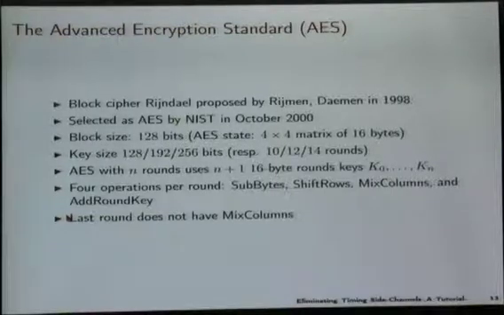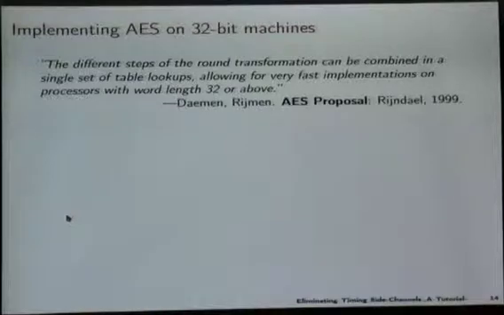So the tricky thing is that the way you implement it in software traditionally doesn't really show you these 4 operations per round. And this actually comes from the original AES proposal, in which Daemen and Rijmen said how you should implement AES on 32-bit machines. And it was in fact designed to be efficient on 32-bit machines through this implementation technique.